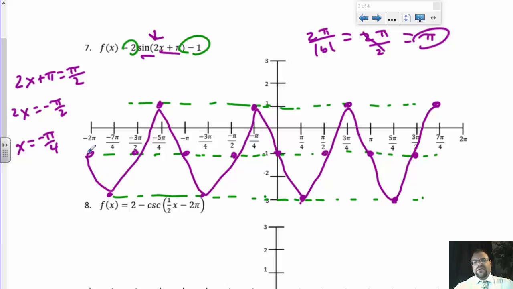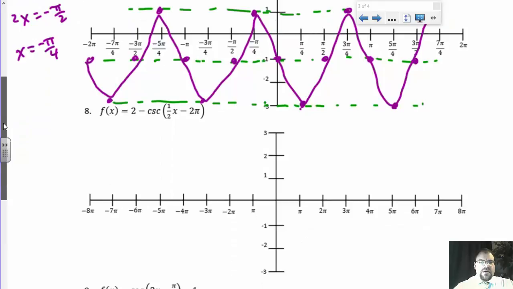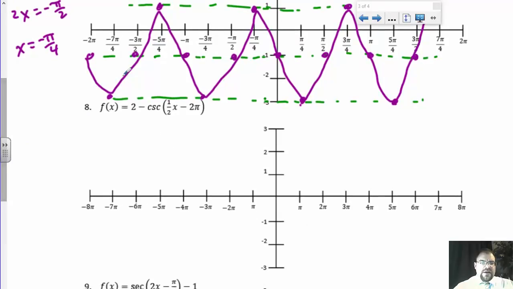So that'll have to work. It shouldn't look so triangular, but that's the graph for sine. Okay, it should be a little more wavy. So that's that. I'm going to go ahead and graph number 8.